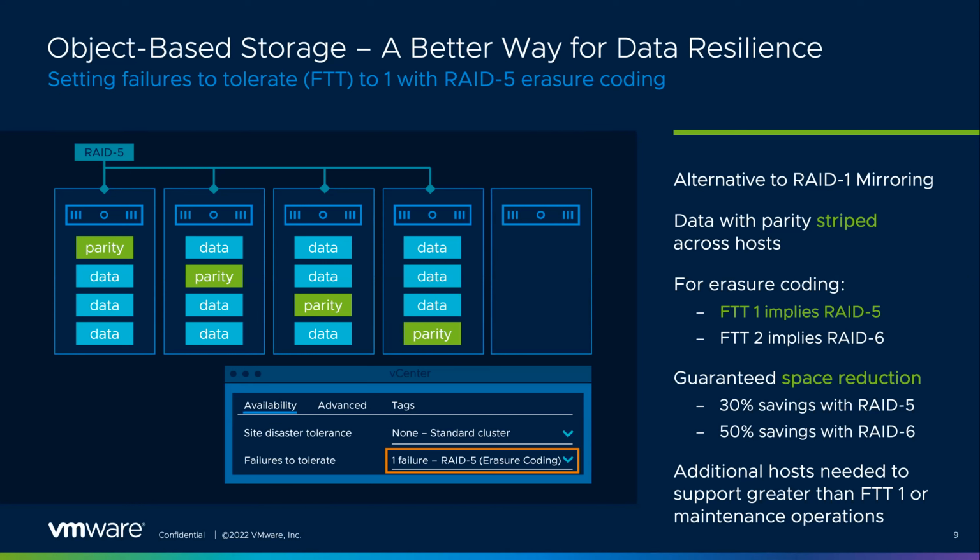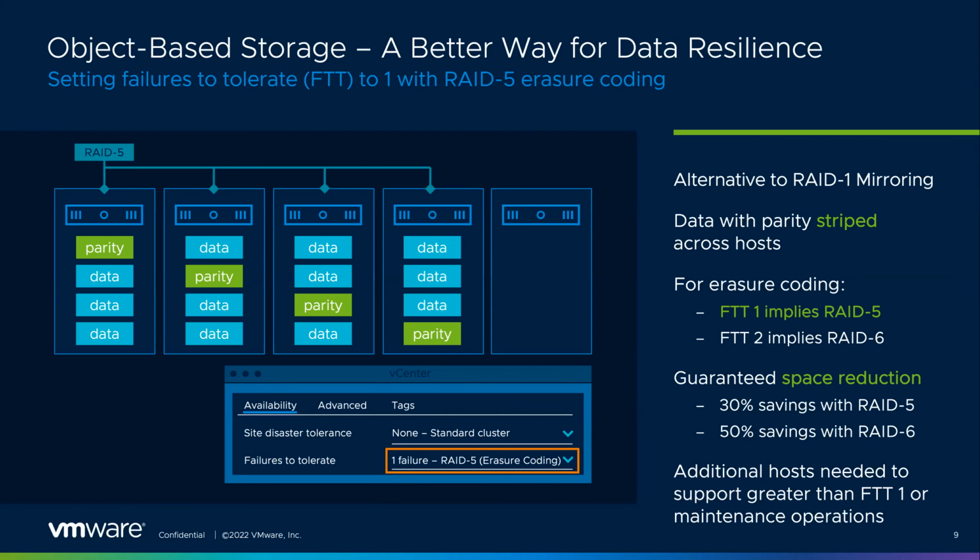There are host minimums when it comes to doing these erasure coding policies. So RAID 5 requires 4 nodes because it is a fixed 3+1 stripe. So in this scenario, you can see the parity bit is striped across 4 hosts.